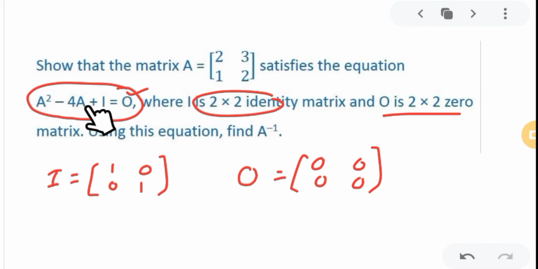So first we have to prove this statement, that LHS is equal to RHS. RHS is 0 and LHS we have to solve using this given matrix A. This is the first part that we have to prove. After that, using this equation, we have to find A inverse. We have to find A inverse using this statement, this equation, correct? So we'll do one by one. First I will do the first part. First I will prove that this statement is true, correct?